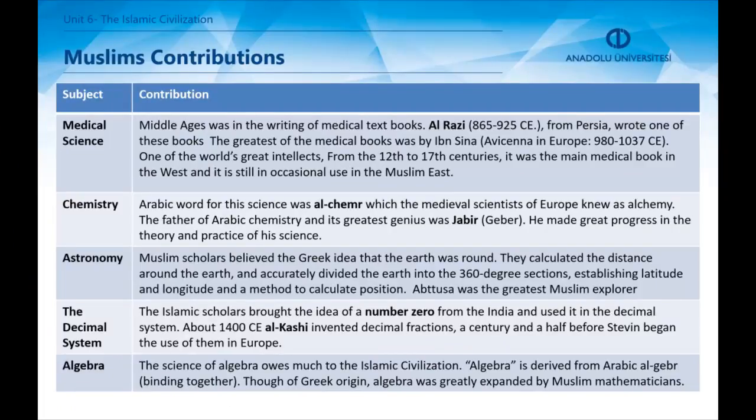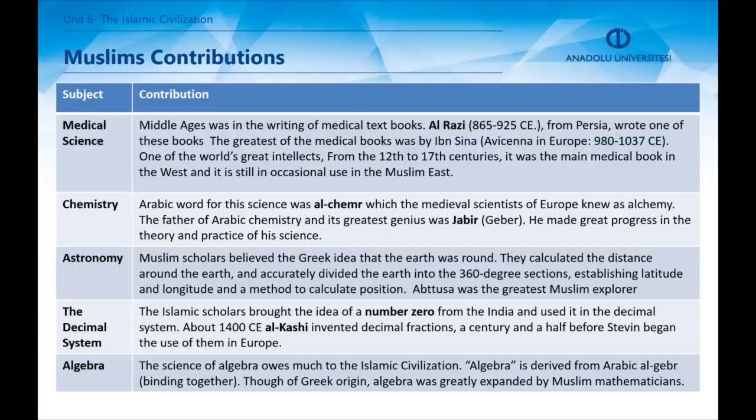For medical science, we can say Al-Razi and of course Ibn Sina are very important contributors to the science. As for chemistry, we can say the word itself comes from Arabic. It was al-kimiya, and in English we know this as alchemy. And the father of Arabic chemistry and its greatest genius was Jabir.